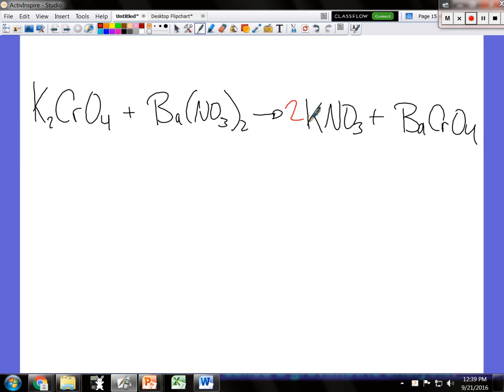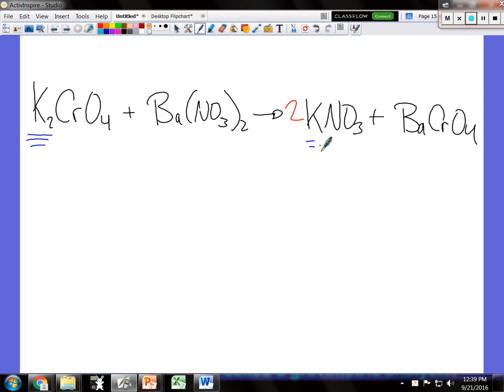Now, just out of curiosity, and you're not wrong, I'm just asking, did anyone write the BaCrO4 first? That's perfectly fine, as long as it's a product. I'm just saying this out loud so you understand. What I normally try to do is whatever is first on the left, I try to write it first on the right. It's just a procedure that I always do. Does that make sense? Okay.